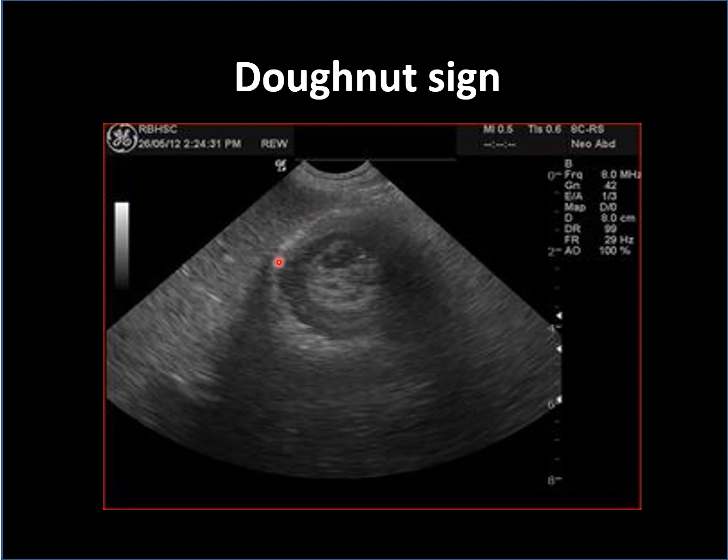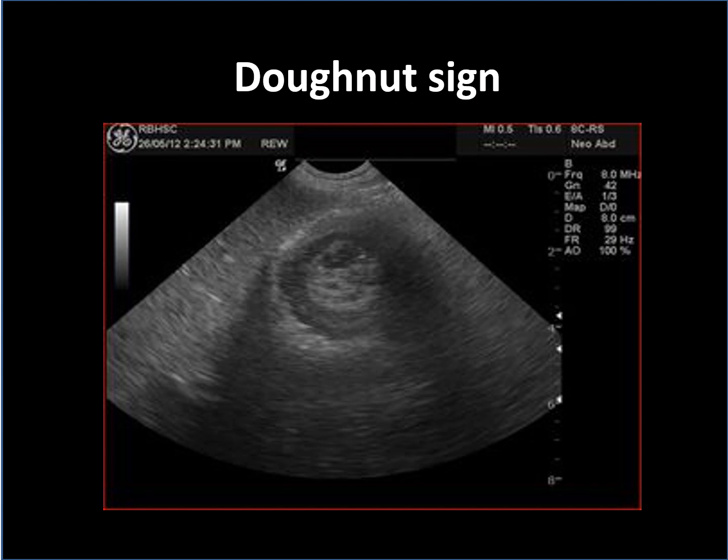Here is the outer part of the bowel. Here is the inner part of the bowel. And this darker area is where you have edema surrounding the squashed inner part of the bowel. This is your classic donut sign.